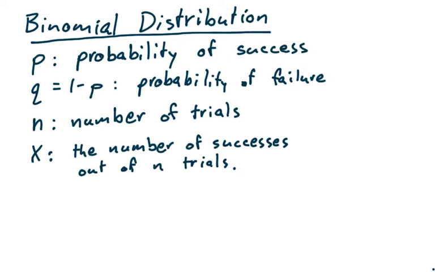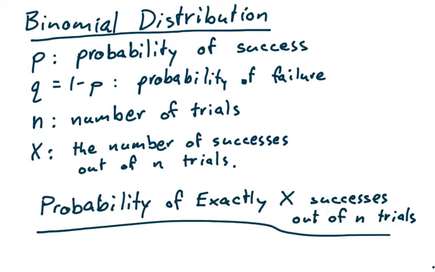That is going to be 1 minus P, and so that represents the numerical value, the probability of not a success. So in other words, the other option. We've reduced it down to 2 outcomes, 2 options. N is going to be the number of trials that we run, and then X is the number of successes that we have when we run N trials.